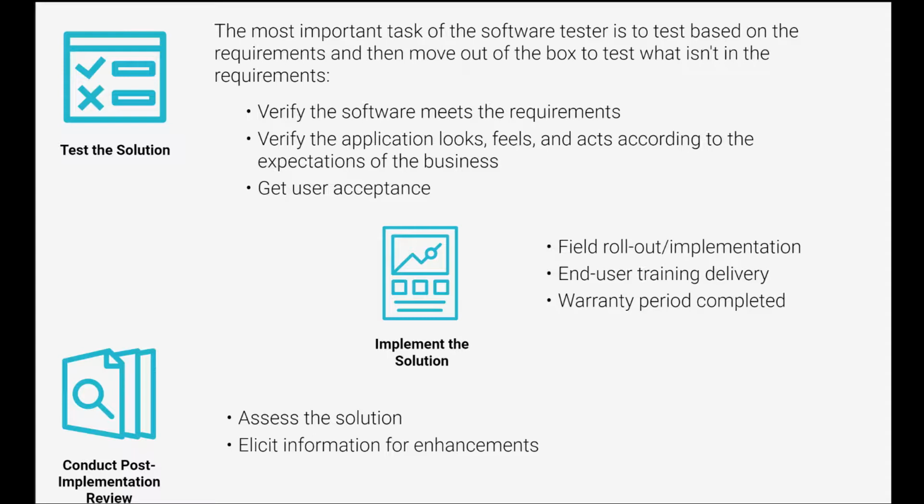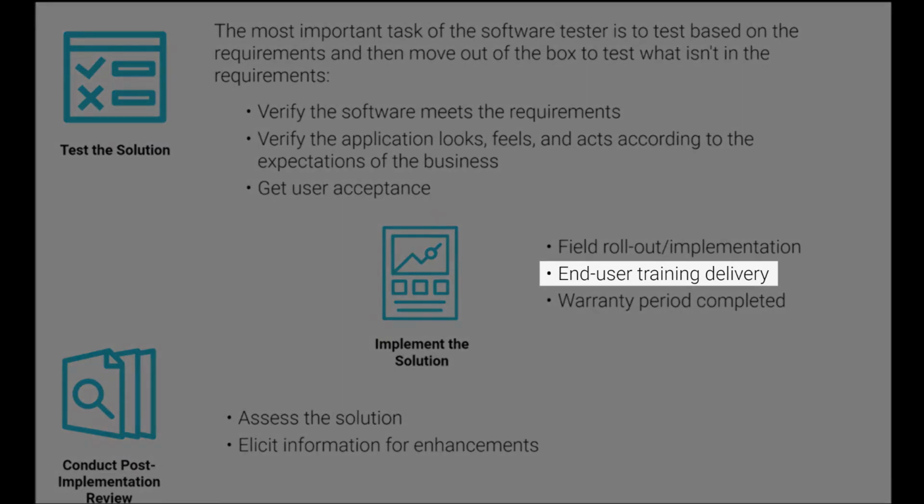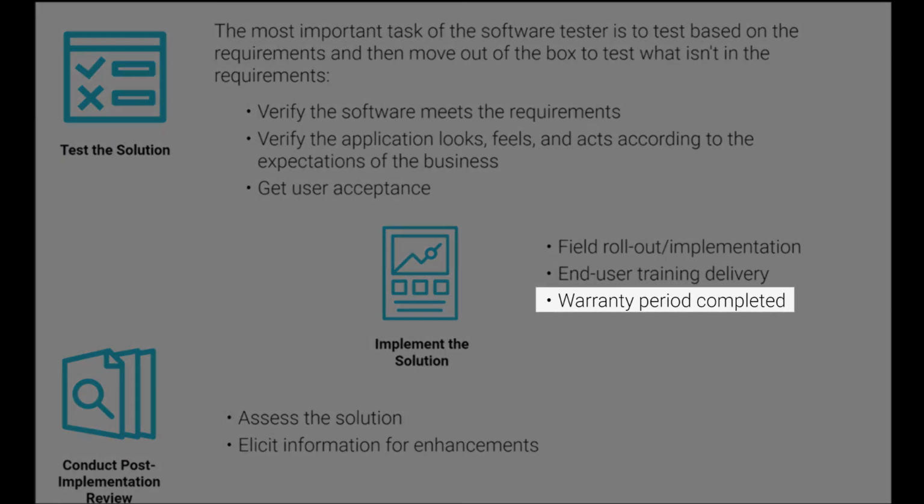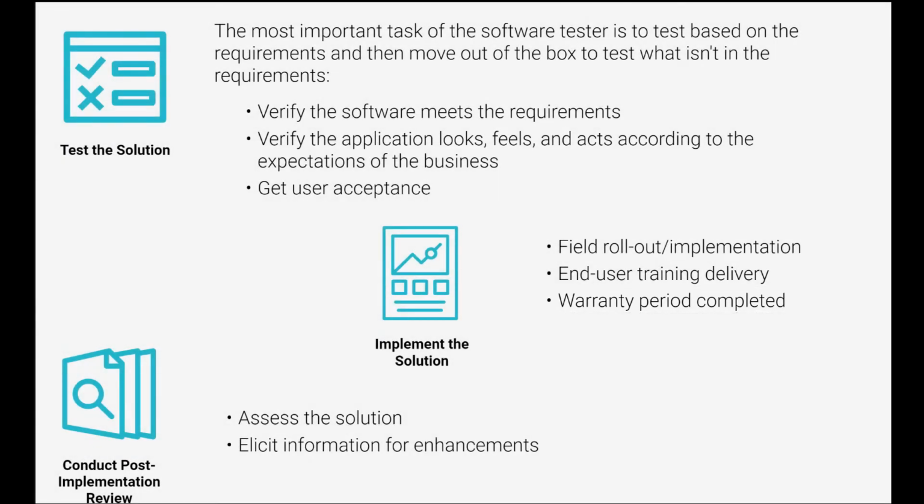That would require a rollout plan where we might be rolling the solution out to various locations, but not all at the same time. So you can have what's called a big bang implementation where you just roll it out to everybody at the same time, or you can have that multi-phased approach of rolling it out. End user training is also delivered during the implementation phase, and then the warranty period gets completed during this phase as well. So that's usually where the project team is continuing to support any issues or things that get identified in production for a certain period of time.